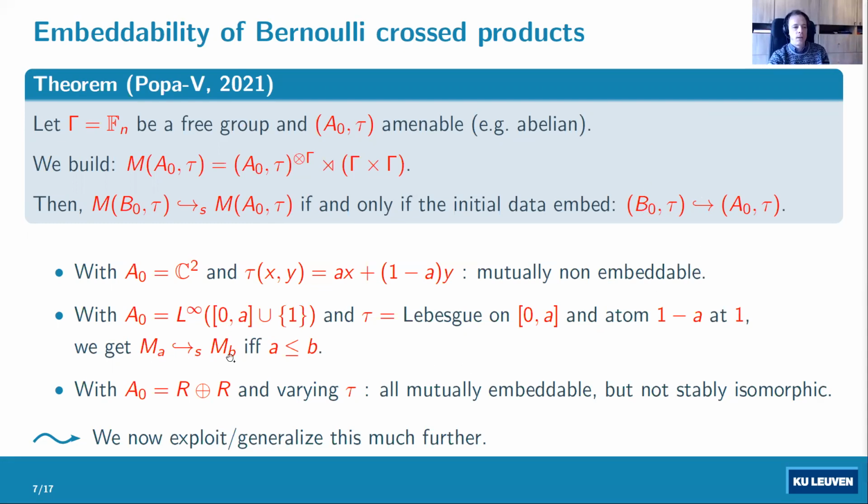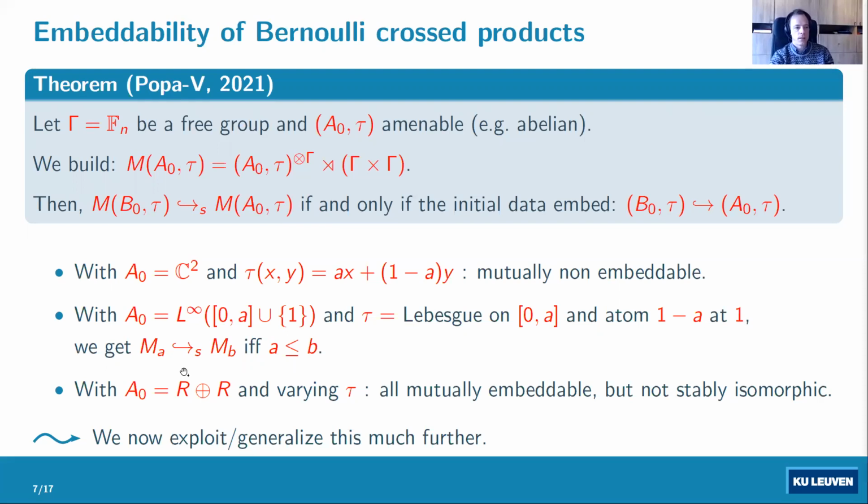So you get a family of 2-1 factors such that MA, it's a one parameter family, MA can be stably embedded into MB, only if A is smaller or equal B. So this is really a chain for this stable embedding or embedding pre-order relation.